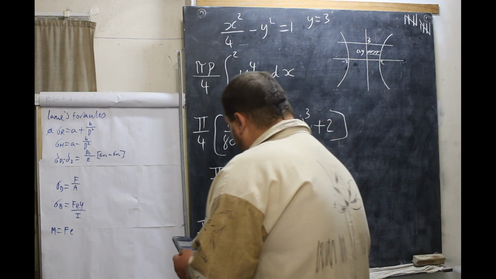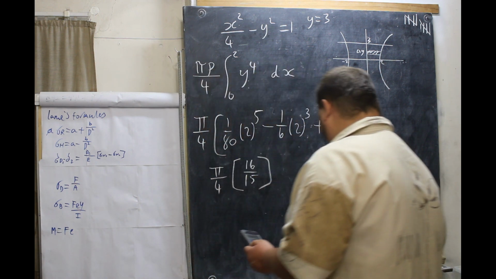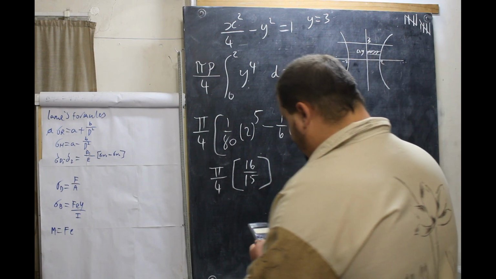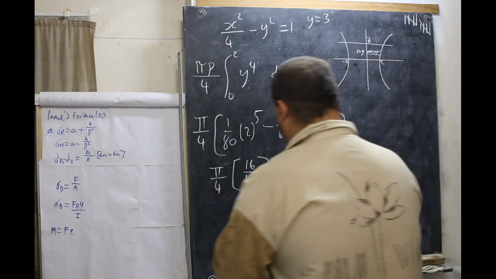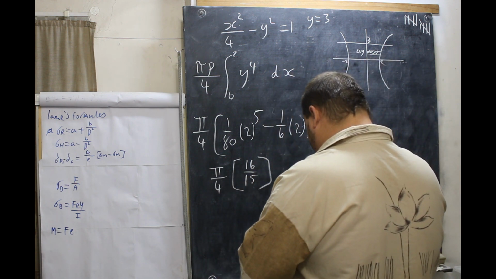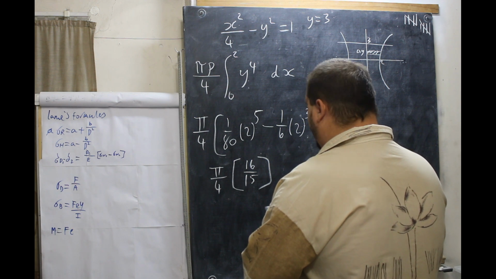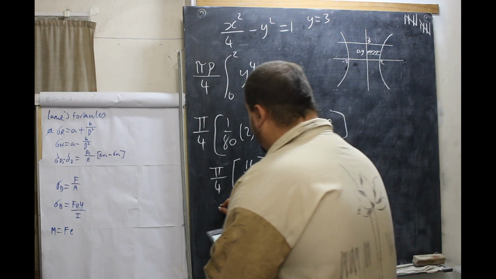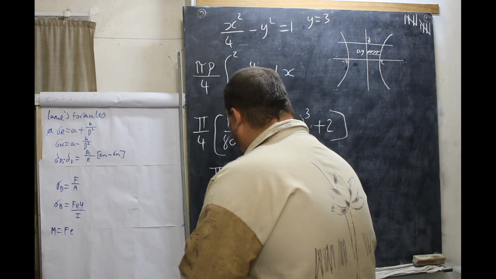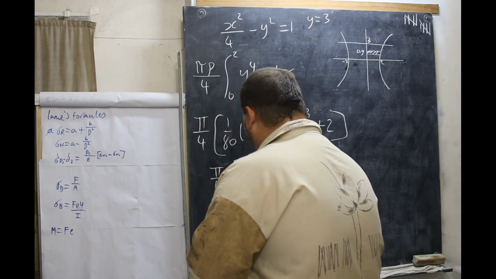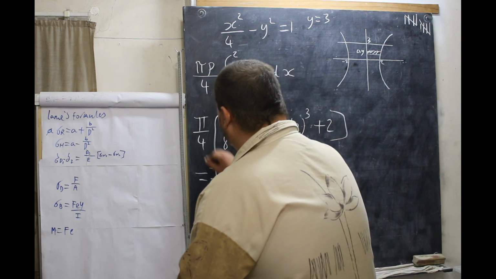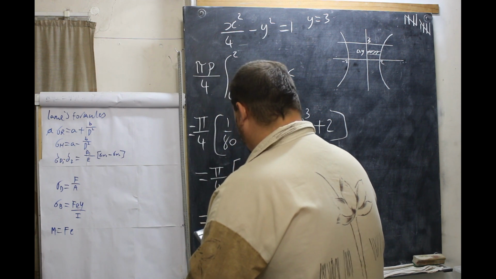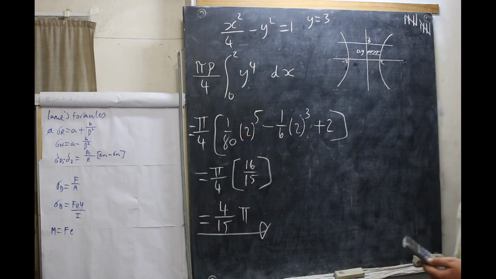So, 15 times 4 gives us 60. 16 over 60 gives us 4 over 15. So this will be 4 over 15 pi. And that is our final answer. 4 over 15 pi is our final answer.